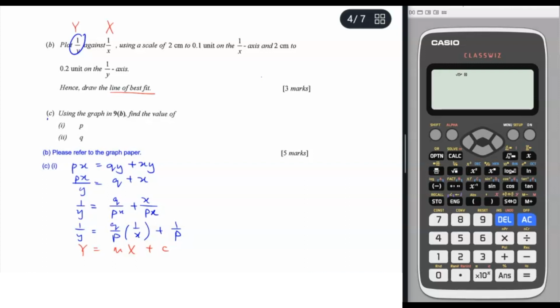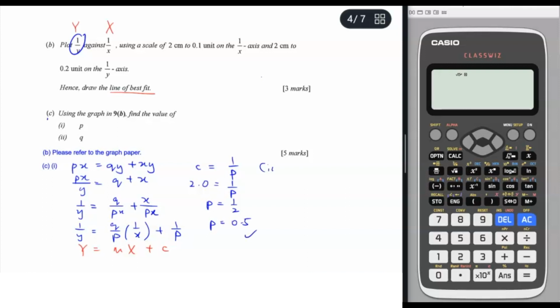Just now we got our y-intercept, c, which is 1 over P. From the graph, we got 2.0. So 2.0 equals 1 over P. So P is 1 over 2, which is 0.5. So that's the answer for P.